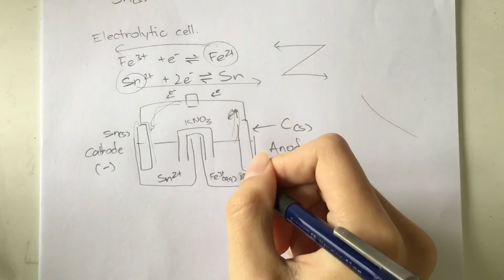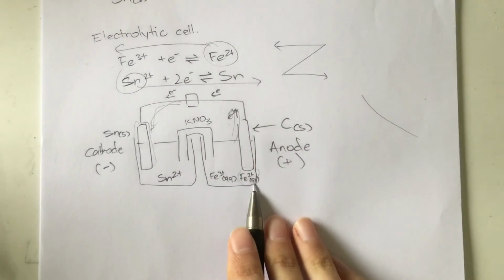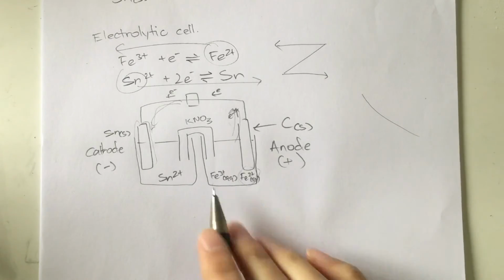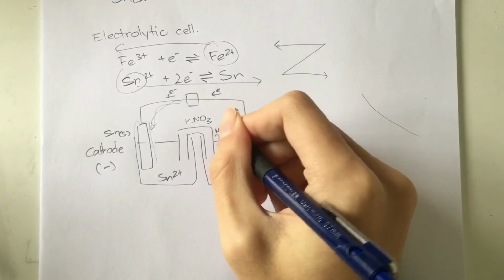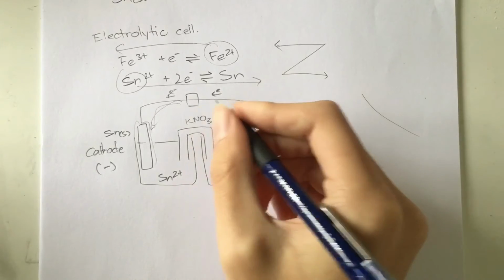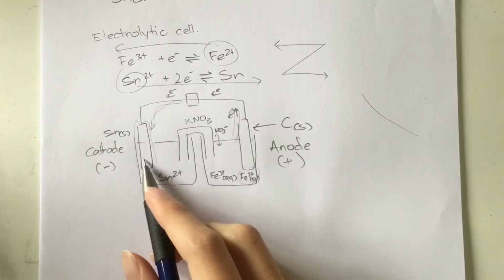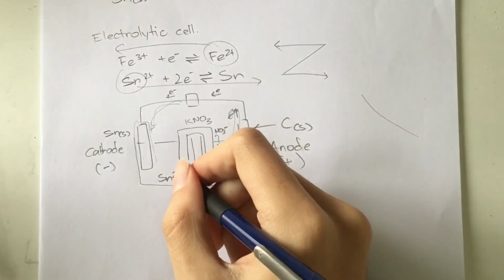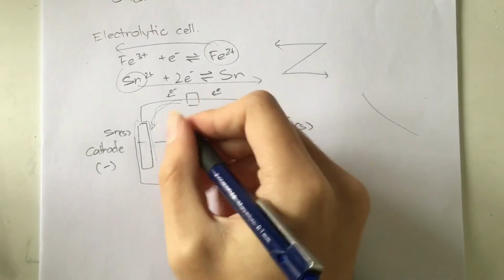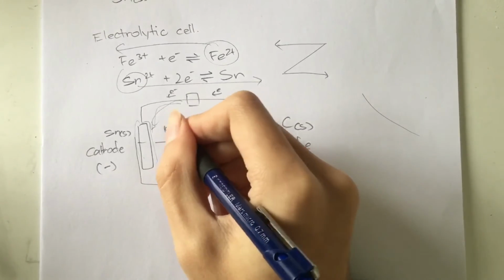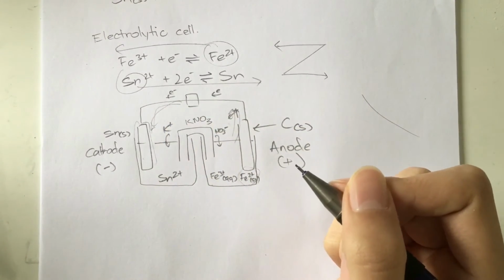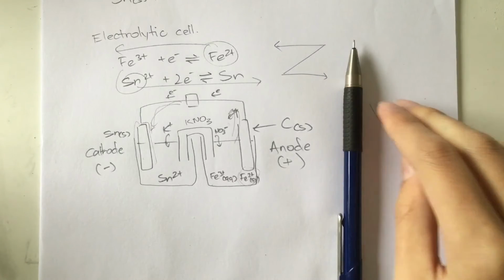Okay, so this side, the Fe2+ is turning into Fe3+, and it's getting more positive. So we want the negative NO3- to balance out the charge. And on this side, the Sn2+ is turning into Sn, and it's becoming less positive. So we want the positive potassium ions to balance it out on this side.